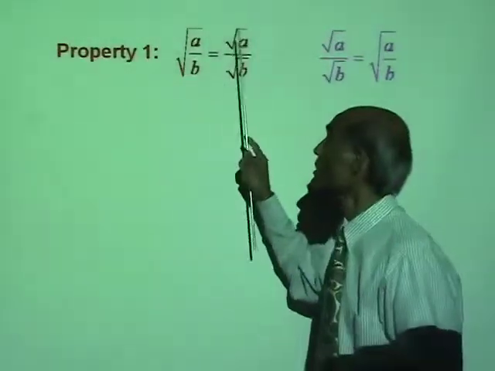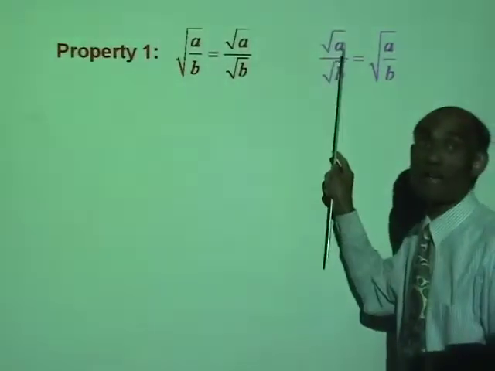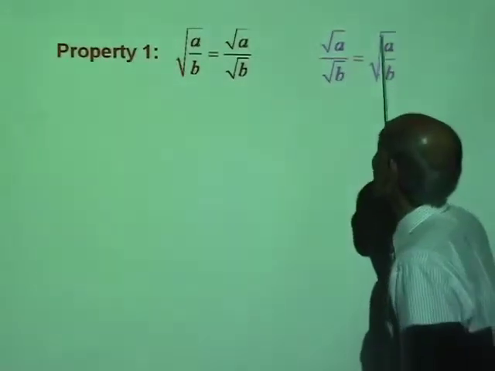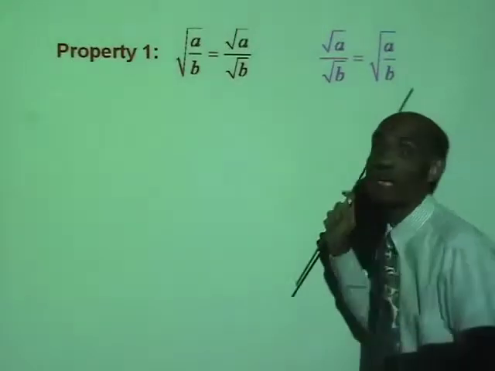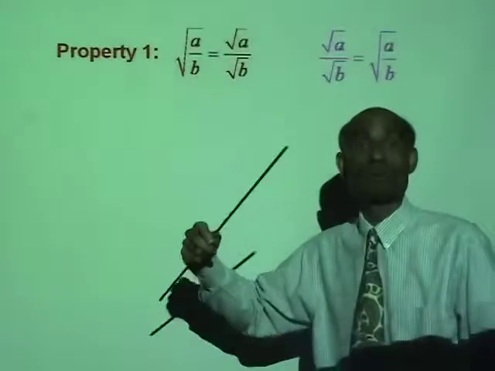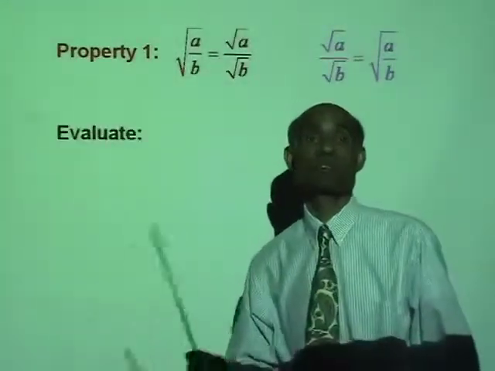Conversely, we can say square root of a divided by square root of b is the same as square root of a over b. Now, these two properties are very important. We will use them as we go on.